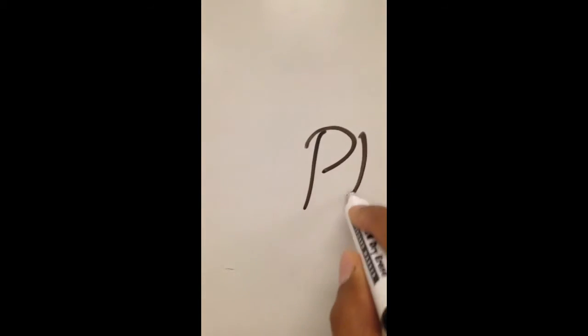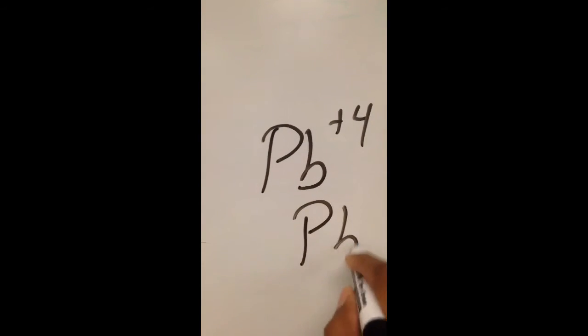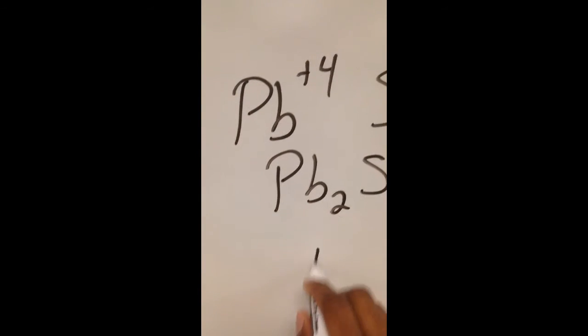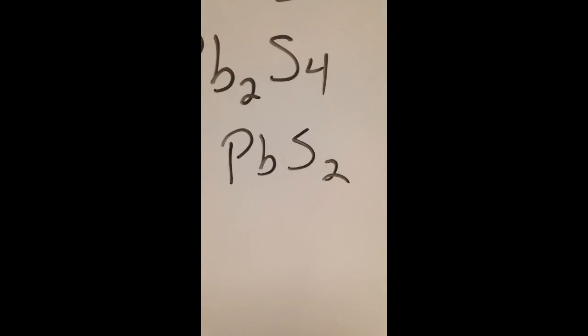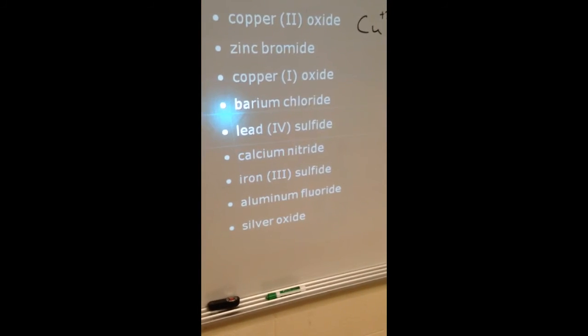All right, and going down, when you have something like lead 4 sulfide, you'll have Pb +4, and the sulfur is -2. Again, when you crisscross, you're going to get Pb2S4. That's going to have to reduce, so you'll get PbS2.